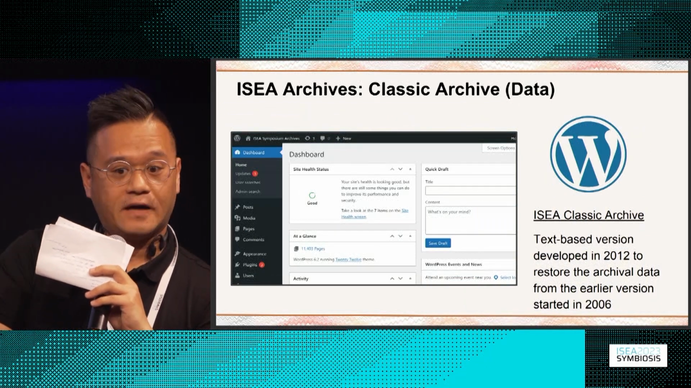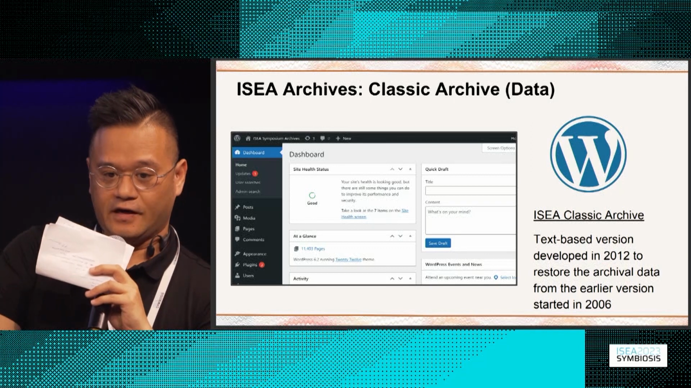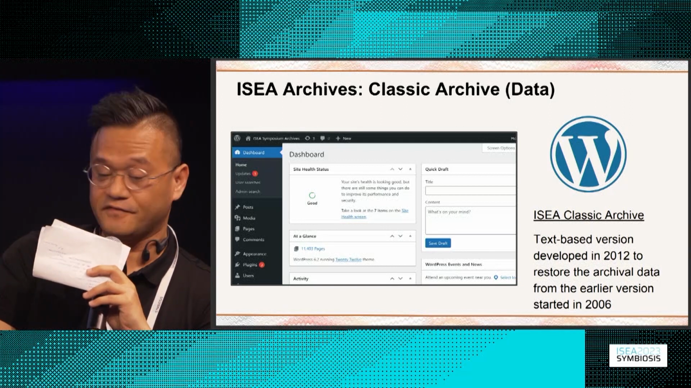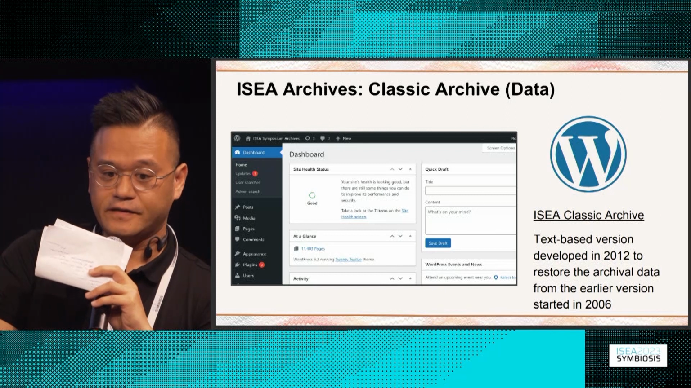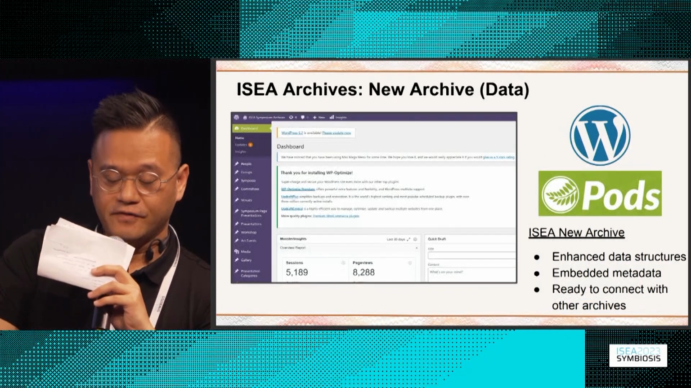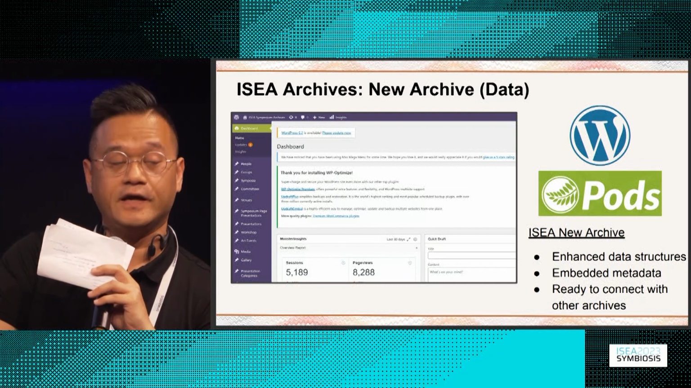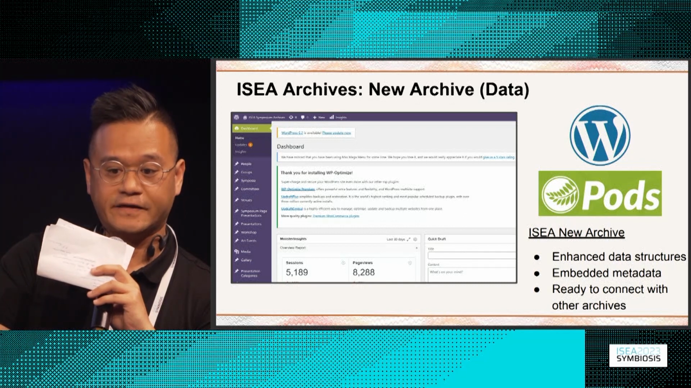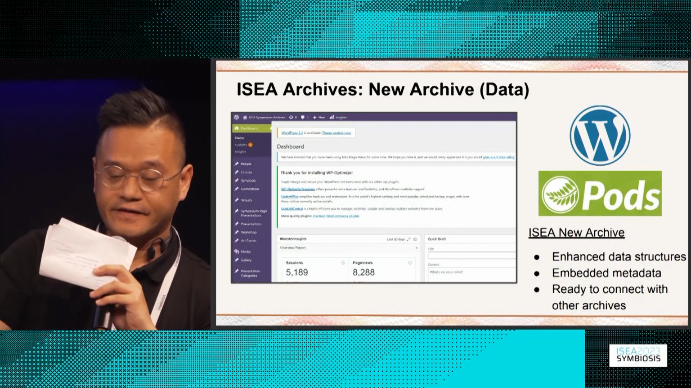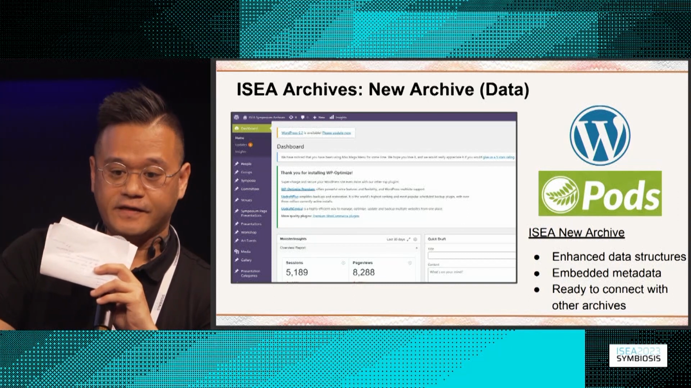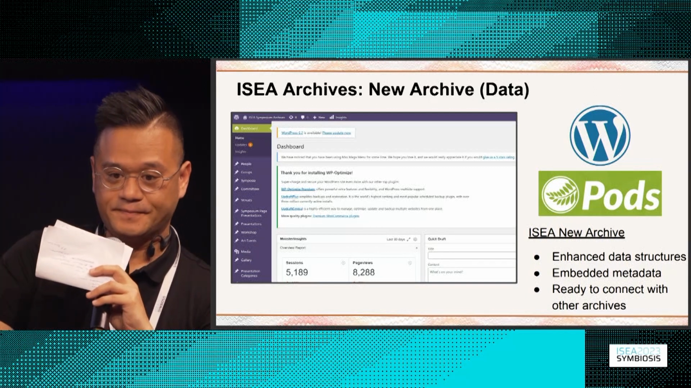I'm going to talk a little bit about the back end for the two archives. The classic archive is a text-based version, and it has the capability of embedding videos in it, but is very limited with images. So we improved the function in the new archive with the Pods plugin. The Pods plugin helps us enhance the data structure and also make relationships with the embedded metadata. Also, we added a function to upload videos, files, and all other media files in the archive. So we are more ready to connect with other archives at this point.